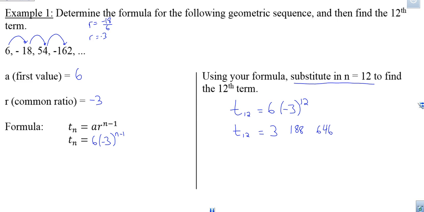So that's how we put together the formula for a geometric sequence. And later on in class, we'll be looking at solving for the n variable or perhaps solving for the a variable as well.